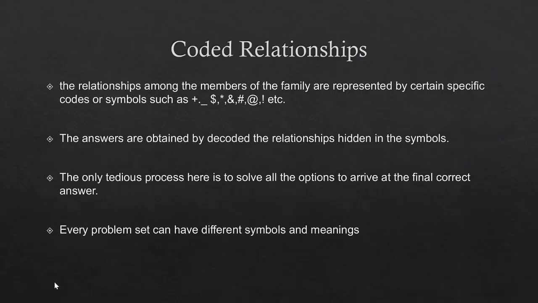The coded relationships are the kind of questions wherein the relationship among the members of the family is usually represented by using some specific symbols or codes. The usual thing is to use mathematical symbols like plus, minus, cross, and also we would see a couple of times symbols like at the rate, exclamation, hash, dollar. They are also used in these questions. Now, how do we obtain answers in such kind of questions? The answers are obtained by decoding the relationships which are hidden in the symbols.